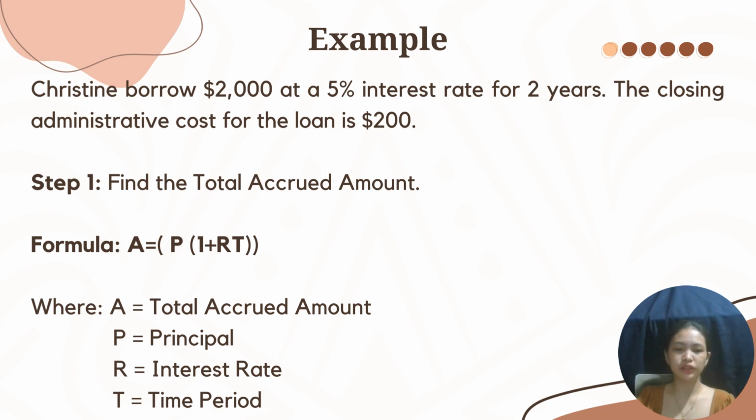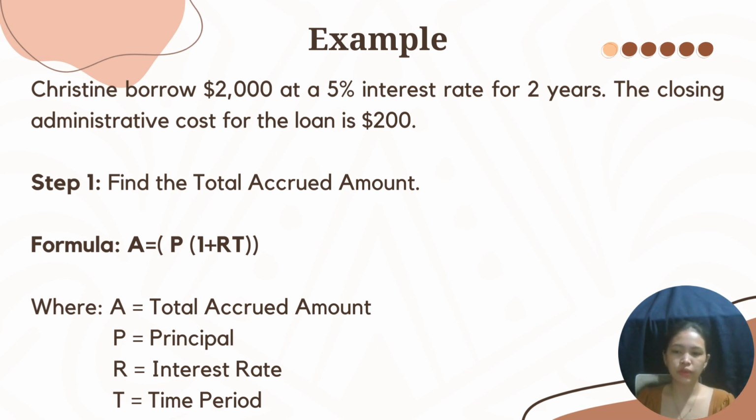To further understand the annual percentage rate, I have here an example. Christine borrowed $2,000 at a 5% interest rate for 2 years. The closing administrative cost for the loan is $200.